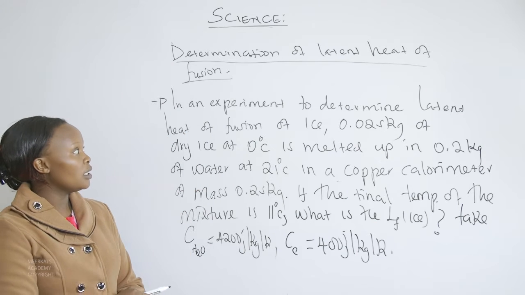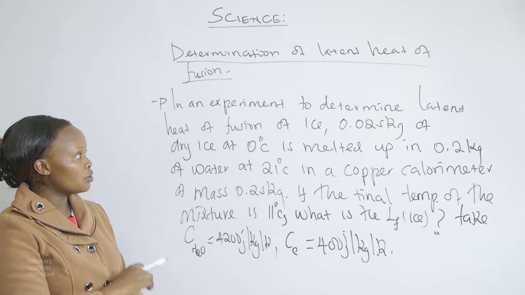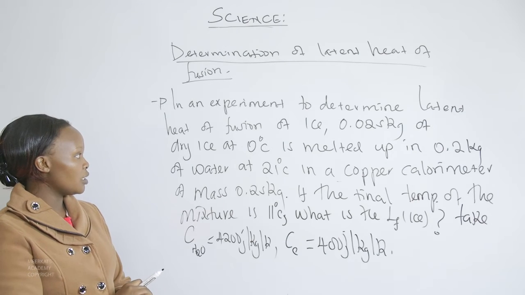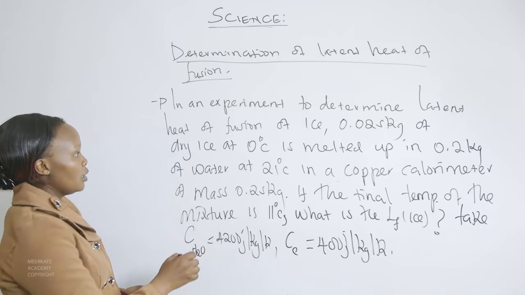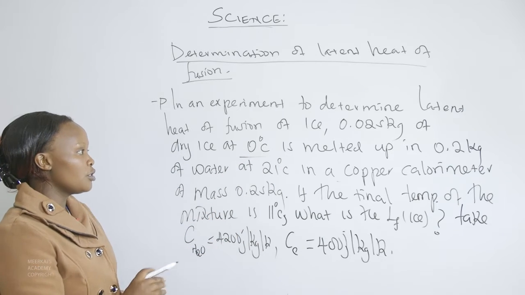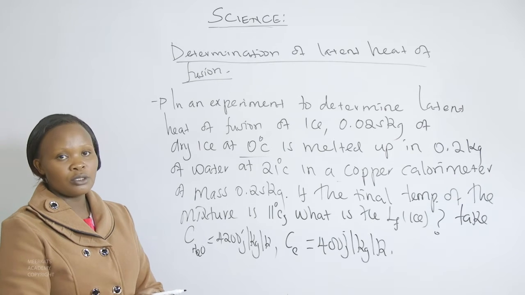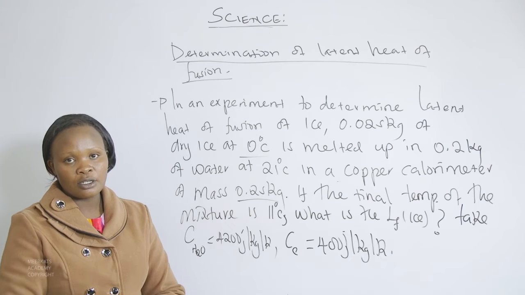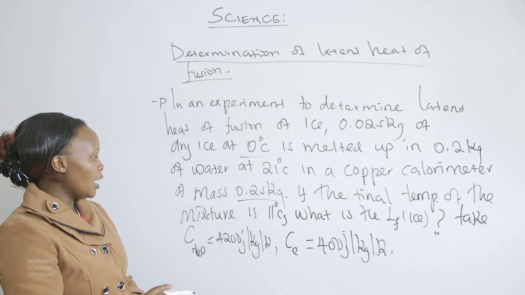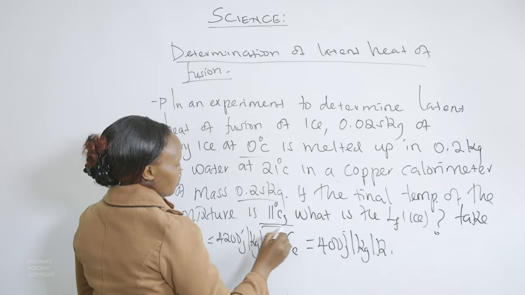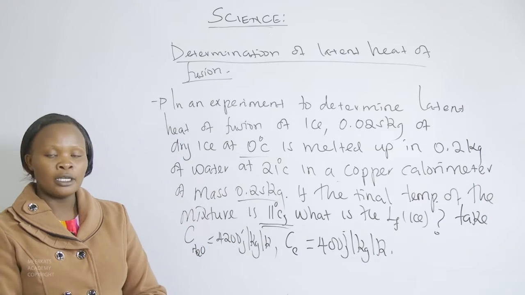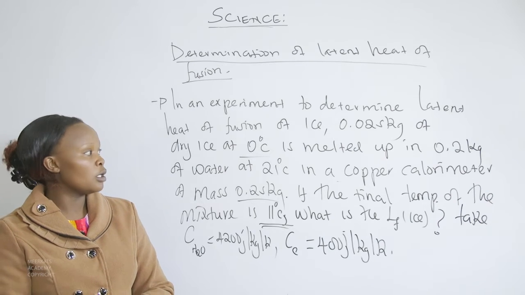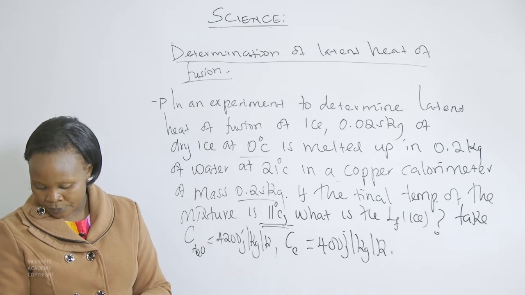Now the question reads, in an experiment to determine latent heat of fusion of ice, 0.025 kilograms of dry ice at 0 degrees centigrade is melted in 0.2 kg of water at 21 degrees centigrade in a copper calorimeter whose mass is given as 0.25 kilograms, and the mixture falls to a temperature of around 11 degrees centigrade. So we are required to calculate the latent heat of fusion of ice.